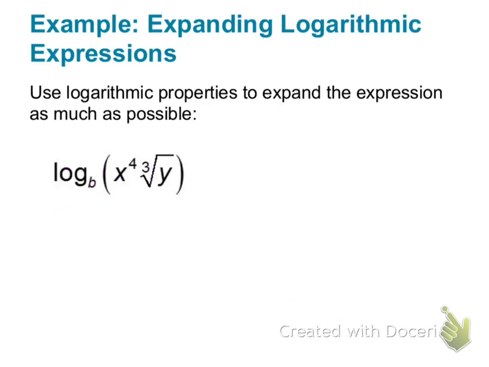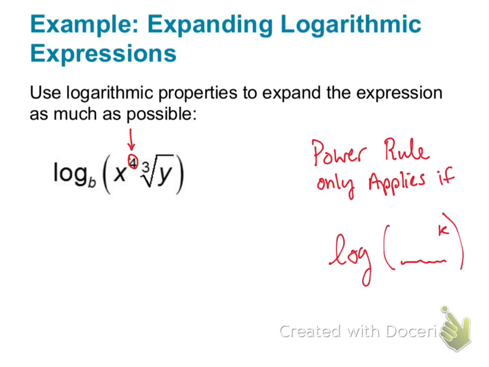Let's do an example where we combine several of the properties. Let's use the properties to expand this logarithmic expression as much as possible. You might be thinking about using the power rule for your first move. However, we cannot use the power rule unless the entire inside, which we could call m, is raised to the same exponent.